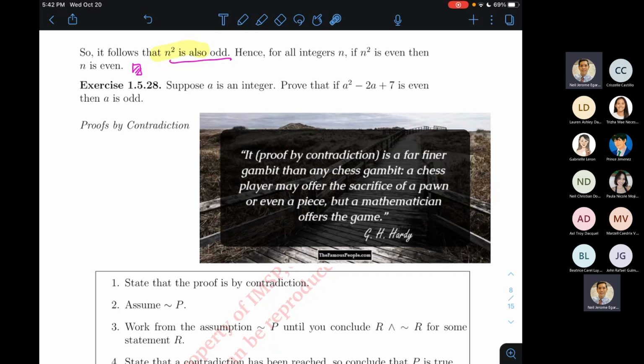It is such a nice tool that the mathematician Hardy said that it is a far finer gambit than any chess gambit. Meron ba dito mga chess players? So kung familiar kayo sa gambit na tinatawag sa chess, or kung nanood kayo ng Queen's Gambit nga ba yung sa Netflix na series, which is a good one, and by the way.